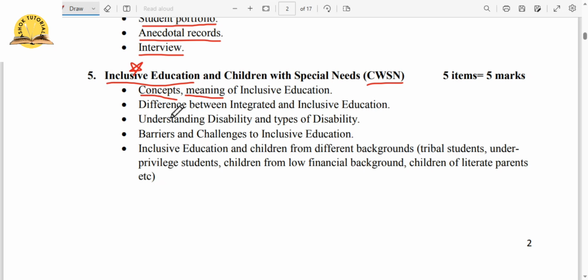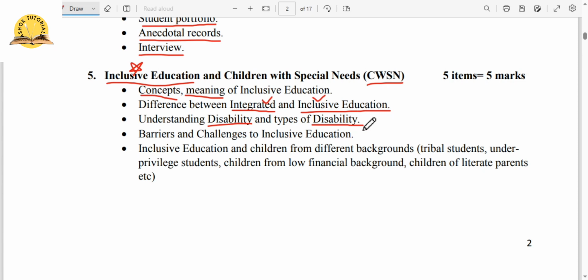Then we will also learn about the difference between integrated and inclusive education. See, this is also very much similar. This particular unit is also very much similar with paper 1. So these are the two different terms. Integrated is different, inclusive is different. So in examination, what happens, they will compare these two and ask you which one is which. All right. Now next is understanding disability and types of disability. This is also very important. Last time in our exam, it was asked how many types of disabilities are there, and options were given. So from there, we have to choose. It is 21 types, 22 types, 23, 24.